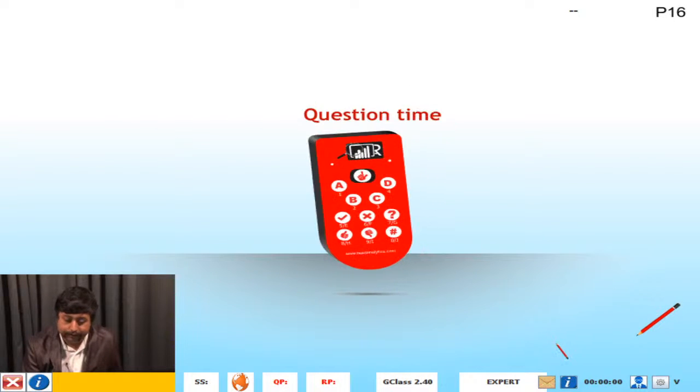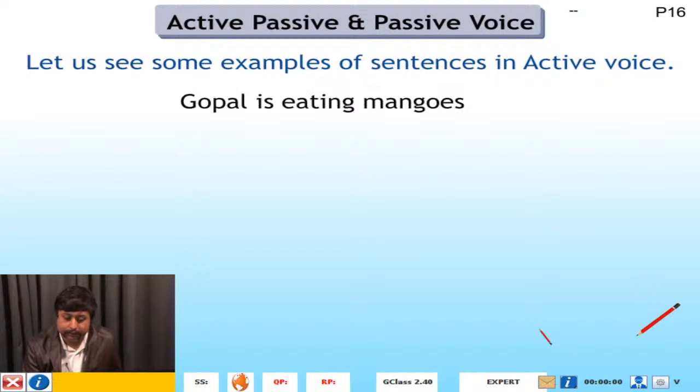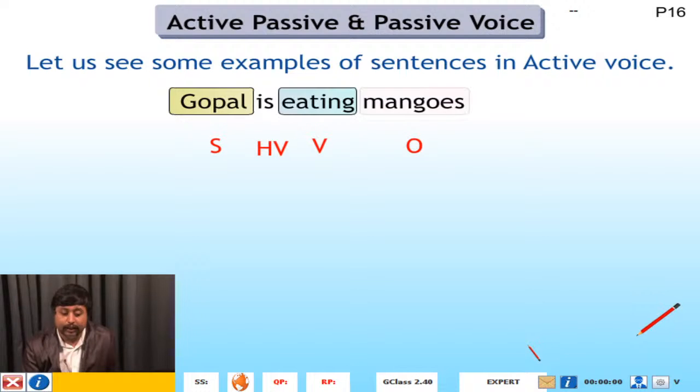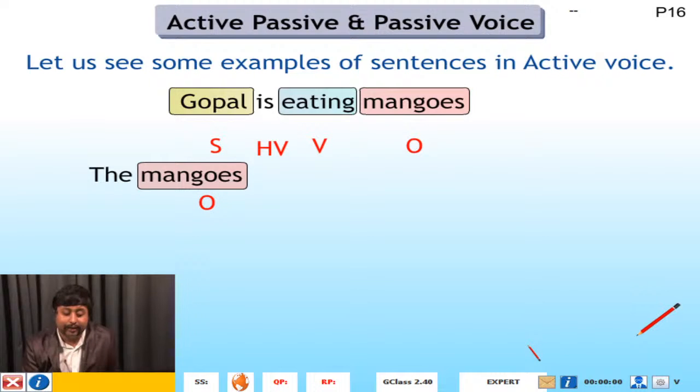Moving on to the next part. So active and passive voice. Let's see some examples of sentences in active voice. Now let us see a few examples. Gopal is eating mangoes. Gopal is the subject, right? Then is is the helping verb, eating is the main verb, and mangoes is the object. So when we have to convert active voice to passive voice, mangoes goes from object to subject. Since mangoes is plural, we use the be verb in its plural form. So we say are eating.